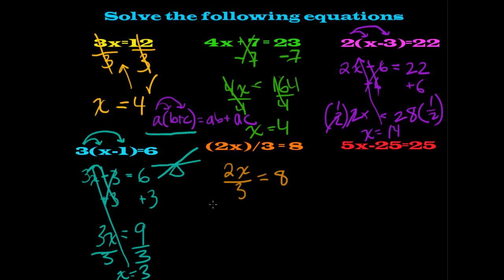So you could either multiply by 3 and then divide by 2 on each side, or you can realize that this is 2/3 x is equal to 8. So all you have to do is you can do it all in one step by multiplying 3/2 on each side. This cancels and this cancels, leaving you just with x. 8 divided by 2 is 4. 4 times 3 is 12.